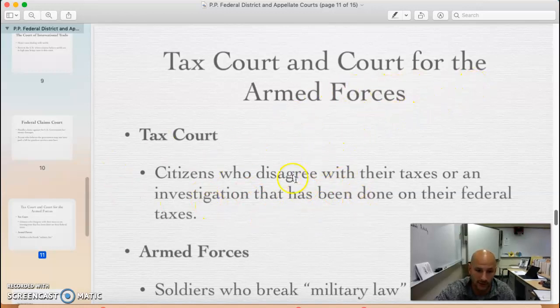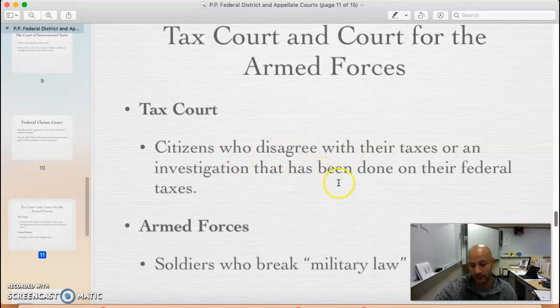So another one, once again, citizens who disagree with their taxes or investigations that have been done. So if you're being audited and you don't agree that they're bringing you to trial or for your taxes, you can go to a tax court. Or if you're not paying your taxes, Wesley Snipes, we have a federal prison right here down in Bradford, a couple hours away from us. These are guys who are federal criminals. An actual famous actor, Wesley Snipes, was at Bradford for a short time. He was not paying his income tax, which was a big problem. Okay, so pay your taxes, and you won't go to tax court.